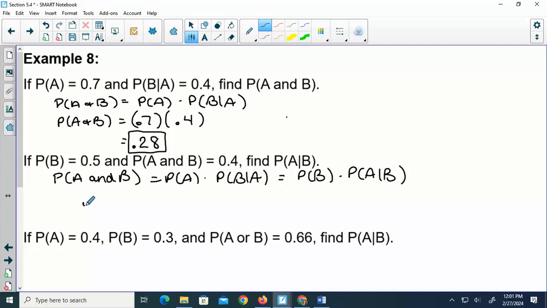So the probability of A and B is 0.4. Probability of B is 0.5. Times probability of A given B. So if we divide, probability of A given B is 0.4 divided by 0.5.